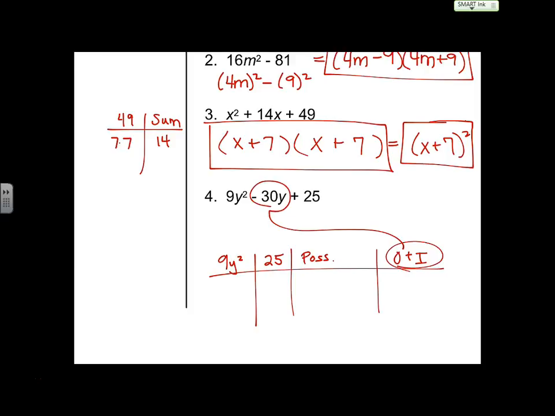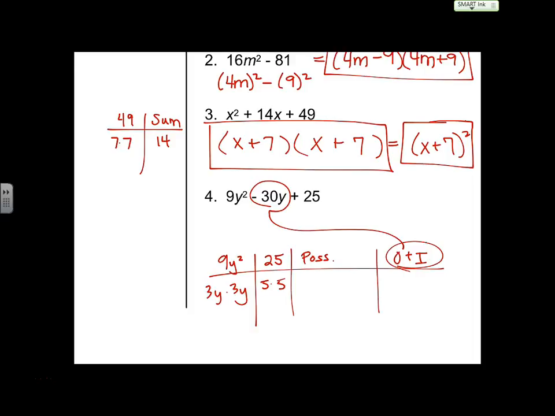This doesn't always happen, but it's definitely worth trying. Is 9 a perfect square? Yeah, 3 times 3 is 9. Okay, so let's try 3y and 3y, and is 25 a perfect square? Yes, 5 times 5. Let's try it.